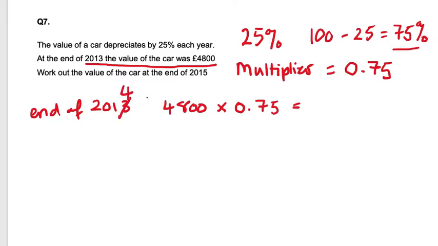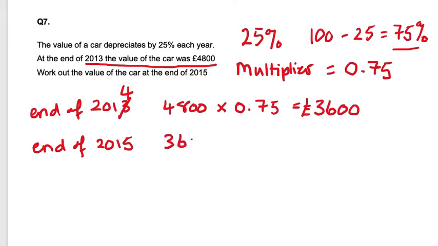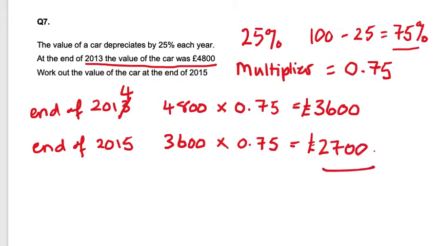This is actually at the end of 2014. So at the end of 2014, the price of the car was 3,600. The value of the car was 3,600. We want to know at the end of 2015, so we take this, the end of 2015, we have the new price, not the old price. I was about to put in the old price. We've got the new price, the new value of 3,600, and we multiply that by 0.75, which gives us 2,700, which is the answer.